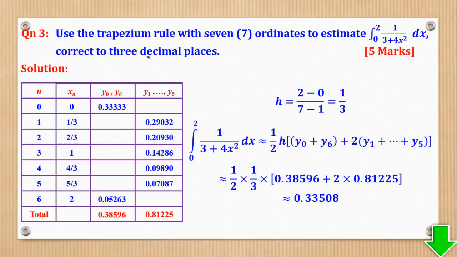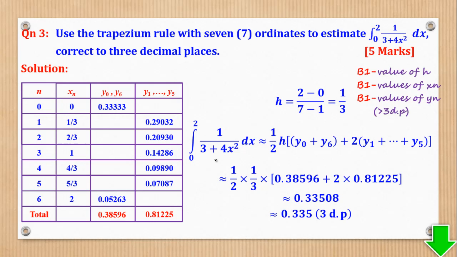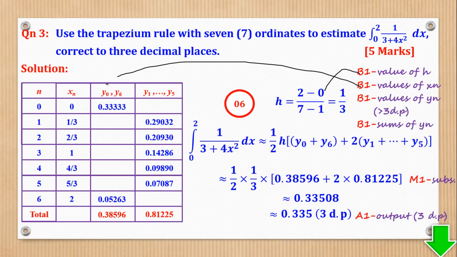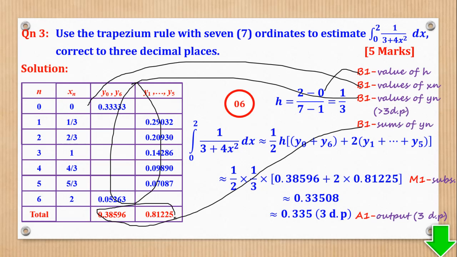But remember, the question wants 3 decimal places, but we can't immediately write 3 decimal places. We first write the number of decimal places we have been using, then we can round off to the required accuracy. So B1 is for this h, this is for these values of xn, this one is for all these values, but the decimal places must be more than 3. This one is for sums. Then this is substitution and output.